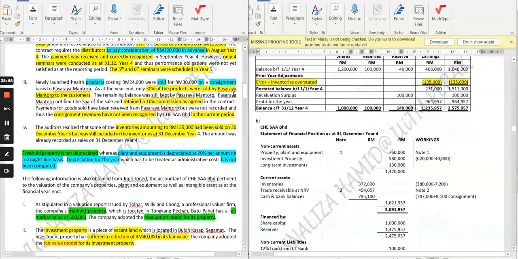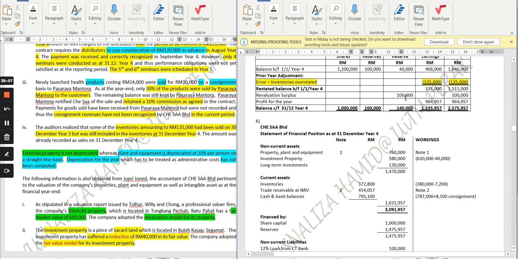Next, you have the restated balance at the beginning of the year. The revaluation surplus, only the item that you need to adjust. No dividends, no bonus issue, no right issue whatsoever. Should you have that, do so, right? If you have any other adjustment that affects the equity section, bonus issue, right issue, perhaps share buyback, that you need to also adjust here, or maybe transfer to or from reserve.